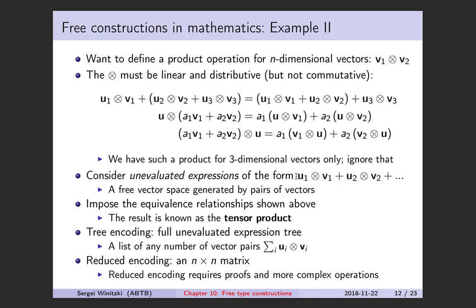Now, reducing this expression to the matrix form requires computation. First you need to prove that your encoding is adequate, that, for example, this expression and this expression always correspond to the same encoding, and then your laws would be satisfied, your equivalences would be satisfied, and you need to implement operations. So you need to translate this into matrix and add matrices and so on. But you can do that. So that's the choice.